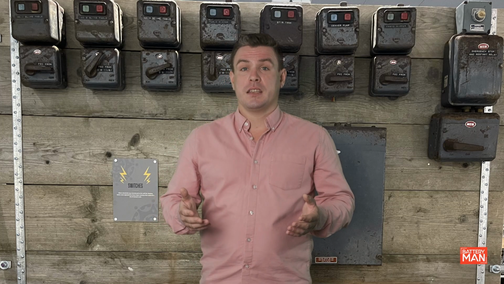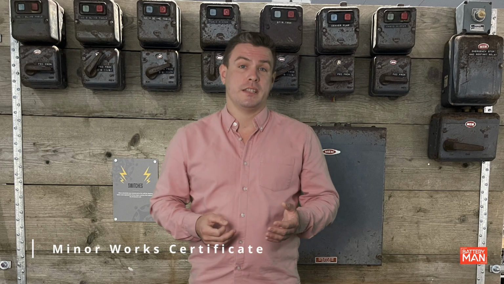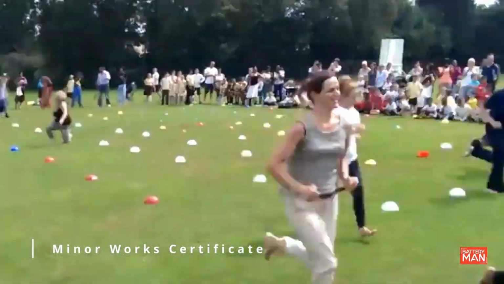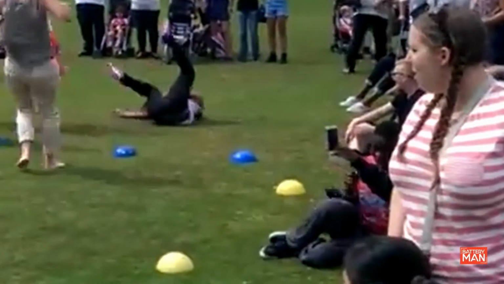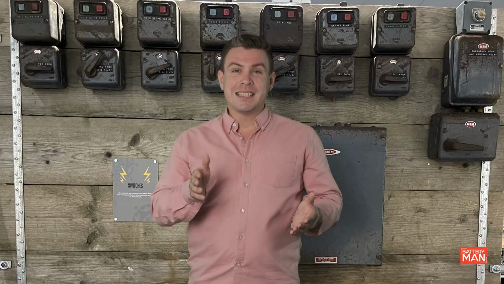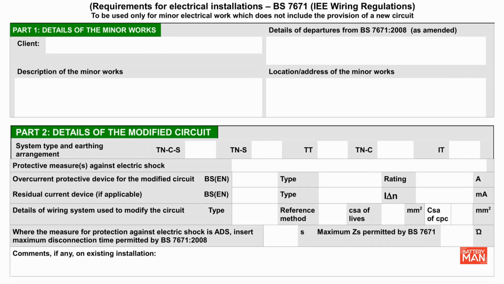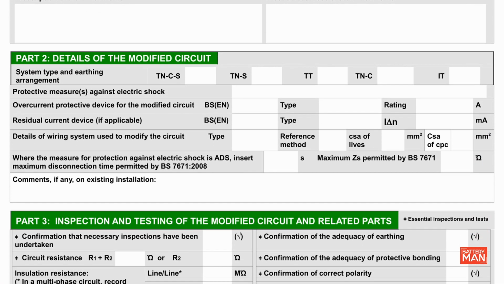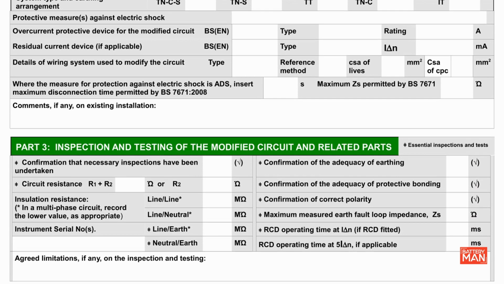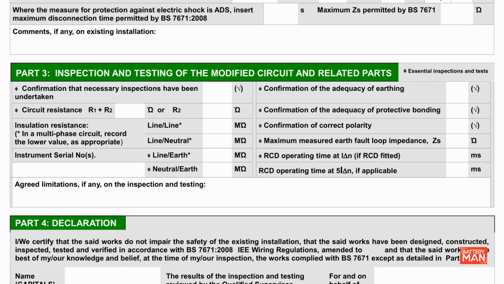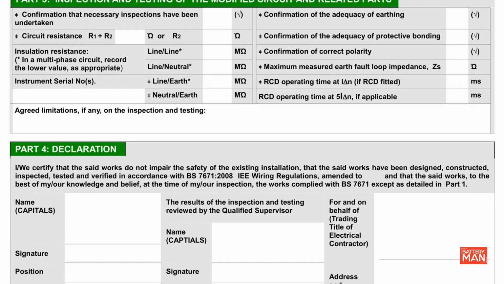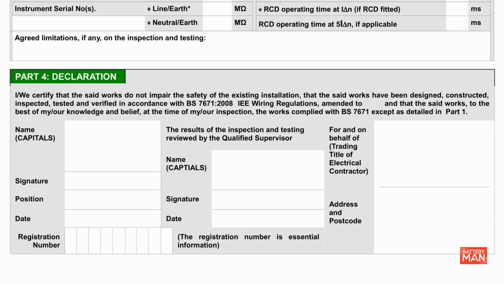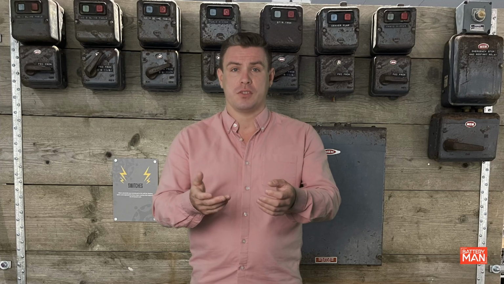Finally for today is the minor work certificate. No, it's not like the certificate you got in school for coming fourth in the 100 metres. This certificate is to prove that a new or altered circuit passes the test that we talked about before. Basically, giving the go-ahead to use that circuit or that addition. They should be given to the householder.